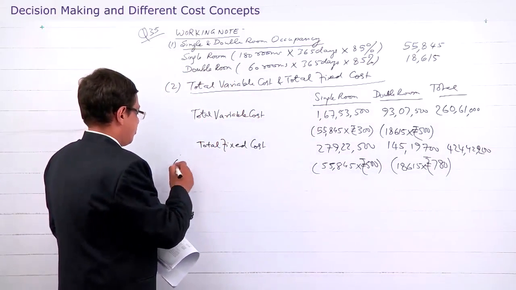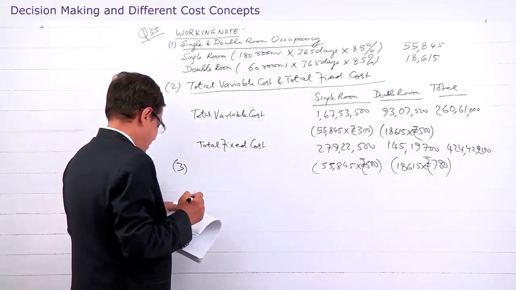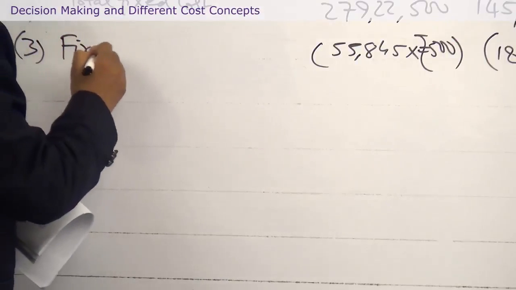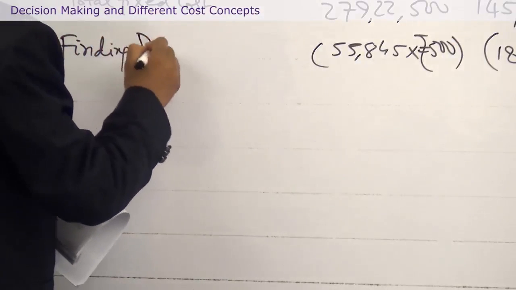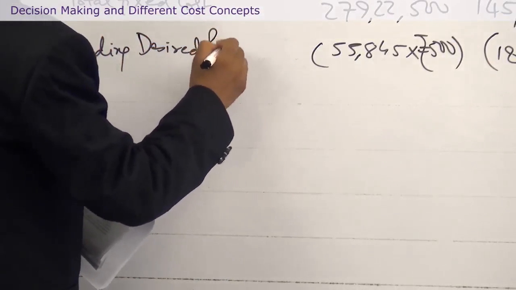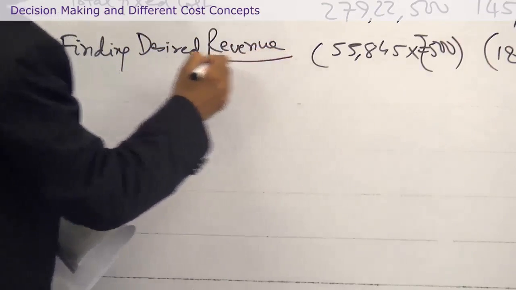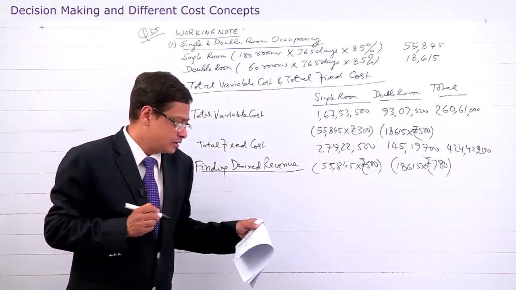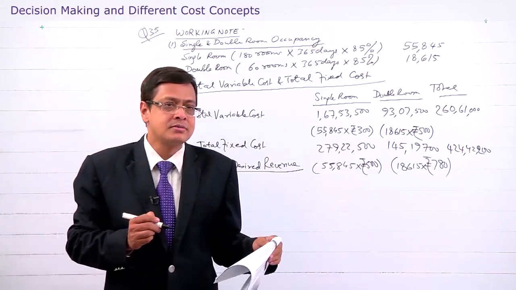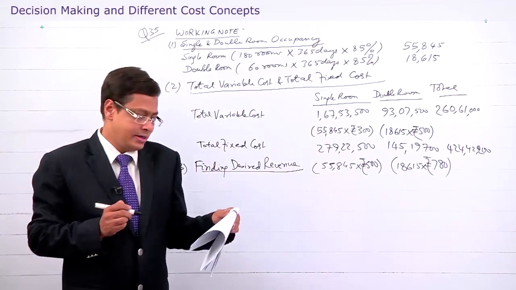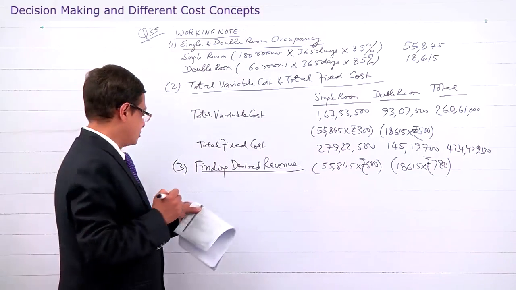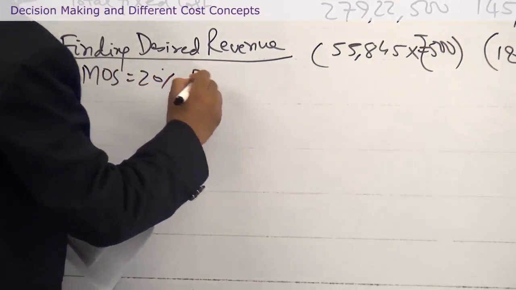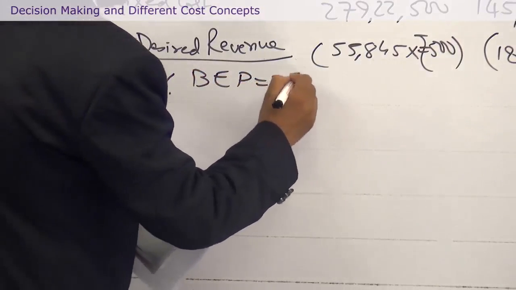The third working note is finding the desired revenue for the hotel. The next area, you want margin of safety of 20%. This means the break even point will be 80%. So let's work together. Margin of safety is 20%. This means break even point is 80%, right?